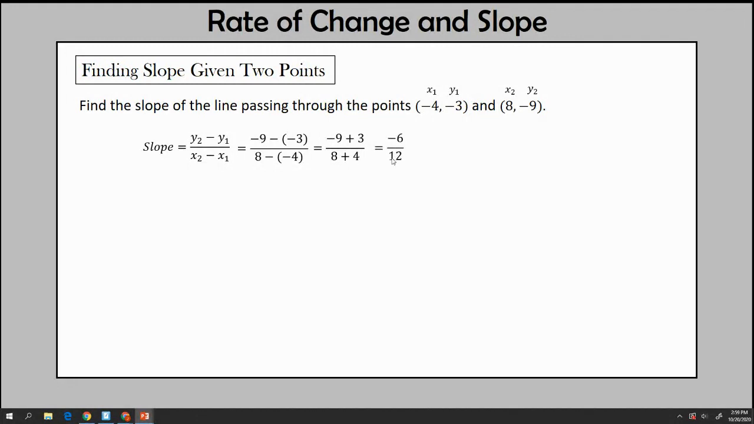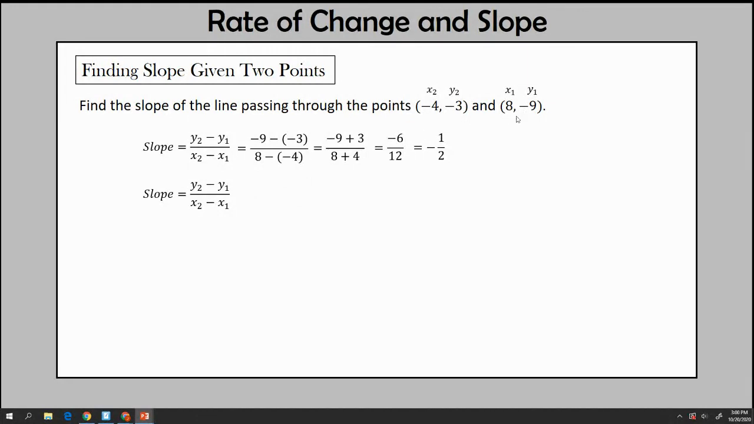Negative 6 over 12 reduces to negative 1/2. So there's our slope. Now, I just want to show you on this one, what happens if I do switch the order pairs? Let's say I decide to call this ordered pair the second, x2, y2, and this one we'll call the first ordered pair, x1, y1. Well, if I follow my rules, you're going to get the same answer. It doesn't matter which one you call which, you just have to do it consistently.